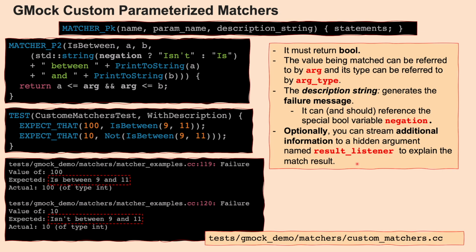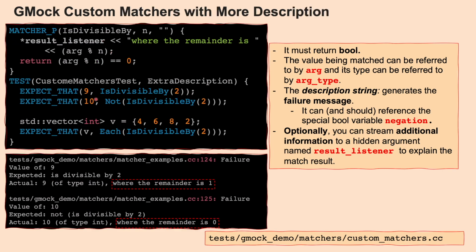Let's see an example of this one as well. Let's look at this example. Here, we're writing a new matcher that checks if a number is divisible by another number. So I'm using matcher P, which takes only one extra parameter here. The name of the matcher is divisible, the main parameter, and then the extra parameter that is passed to my matcher is here. And this would be the output message.